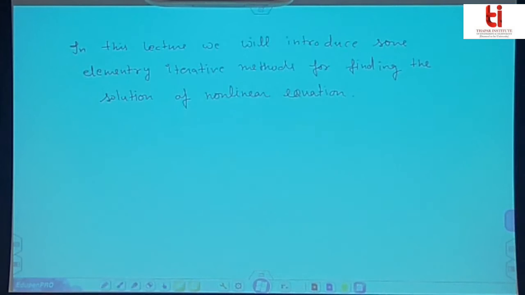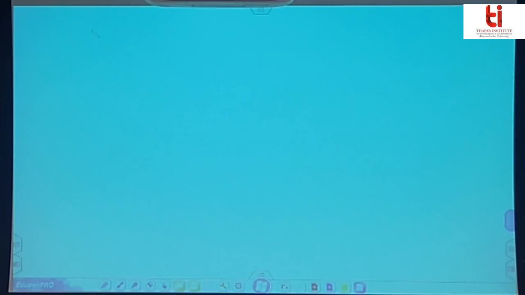The first method that we'll discuss is the bisection method. In this particular chapter, we will discuss different methods. First is bisection method. Second is fixed point method. Third, Newton's method. Fourth is secant method. All these methods will be used to find the solution of nonlinear equations. So the very first method that we are going to discuss here is the bisection method. It is used to find the solution of the nonlinear equation.